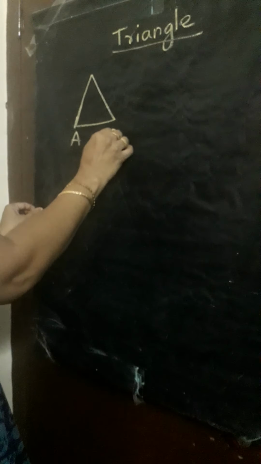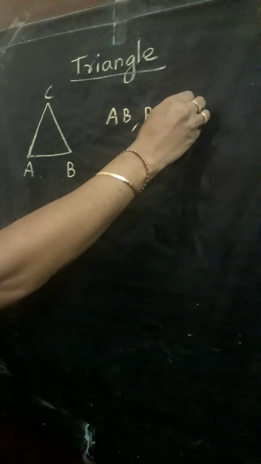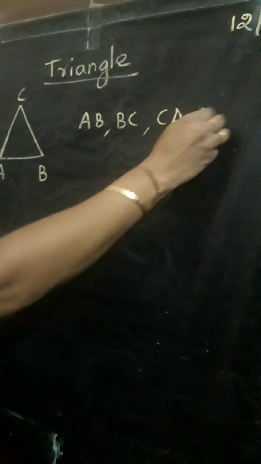Students, today we are going to learn about triangle. First you have to draw a triangle. So ABC triangle is drawn. Triangle has three sides. Triangle has how many sides? Three sides. So AB, BC and CA are three sides.